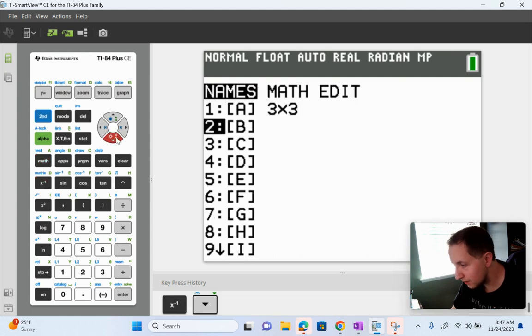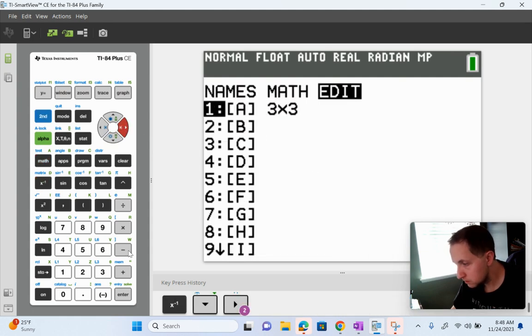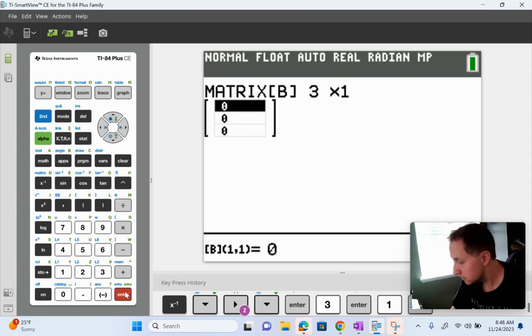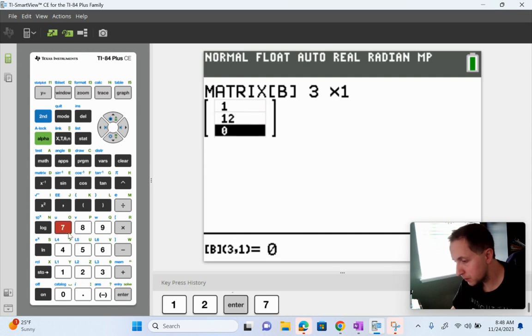Okay, that's saved. Now I want to edit B. Oh, that's what happened. I forgot to hit the down arrow. I want to edit B. Make sure you hit number 2. There we go. 3 rows by 1 column. And I want to put in 1, 12, 7. Okay, make sure I got my numbers right. There we go.